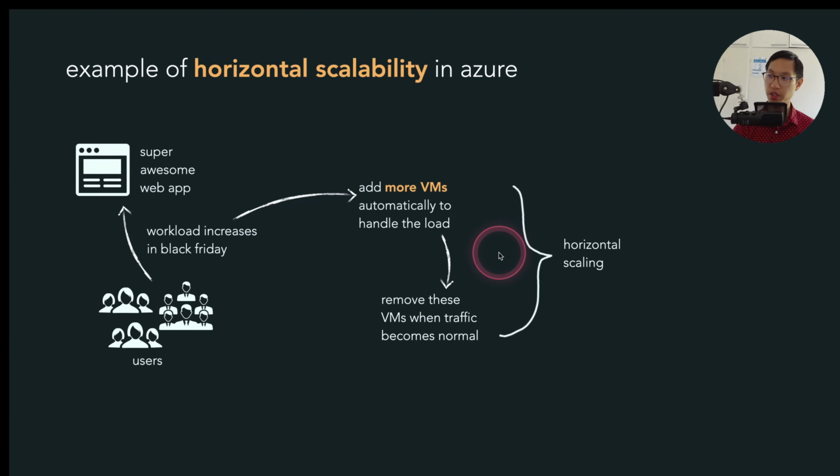So this is very important. Horizontal scaling is the same as scaling out. We're scaling out, adding more machines of the same size, basically.